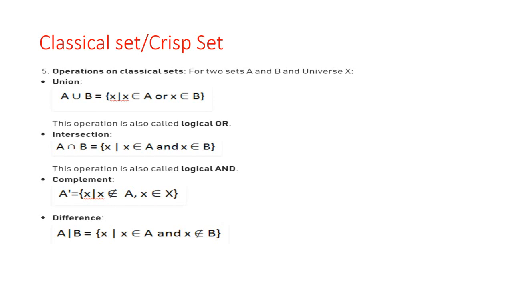Similarly for AND, A and B, or we can say the intersection of A and B: x belongs to A and x belongs to B. Similarly for complement, x does not belong to A and x belongs to X, that is the universe. So this is the complement of A. For difference, x belongs to A and x does not belong to B. This is the symbol for the difference, A oblique B.